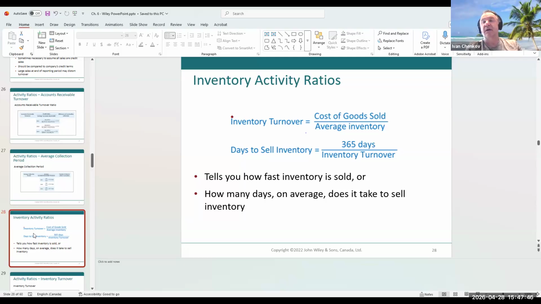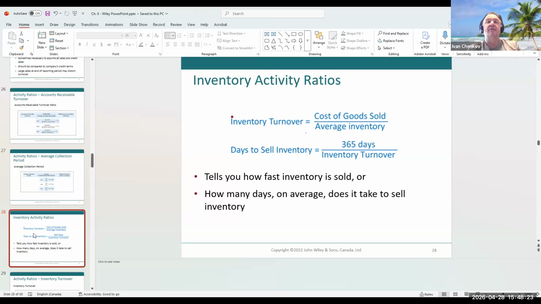Again, this number is going to tell us how fast we're selling our inventory. So if the inventory turnover is 365, with 365 as the number of days in the year, that means every day we're selling our inventory, which is great for us. If I'm in the bakery business and I'm selling my bread every single day, that's great. I don't have any bread left for tomorrow, so tomorrow I have to make more bread.